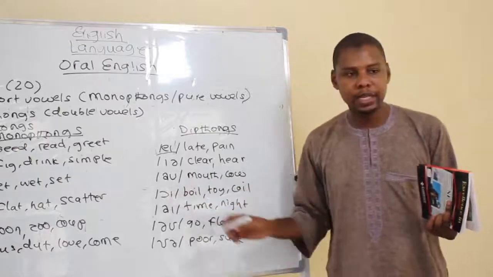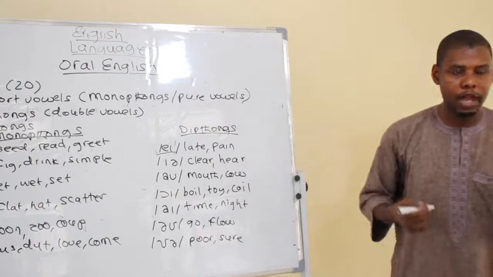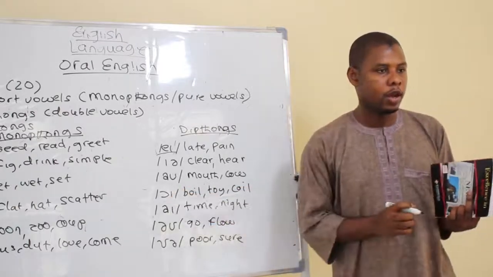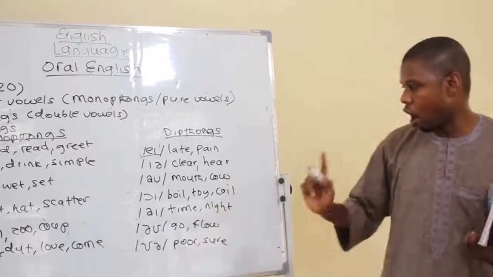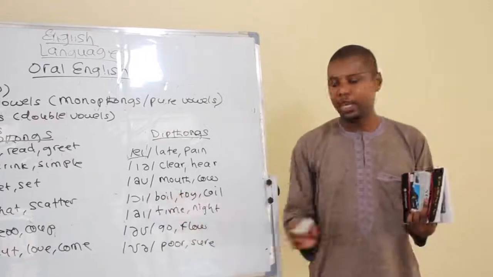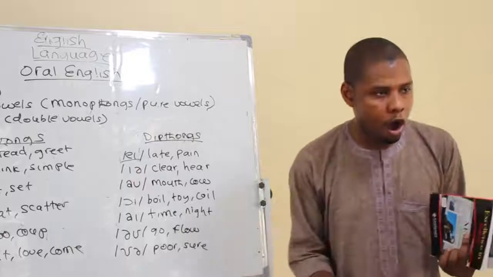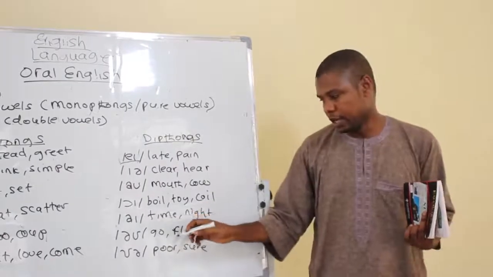And you have it in words like mouth and cow. Now, how do you pronounce the next one? On. Yes, correct. On. And you have it in words like boy, toy, coy, joy. Now, these are the words that you find with this sound.